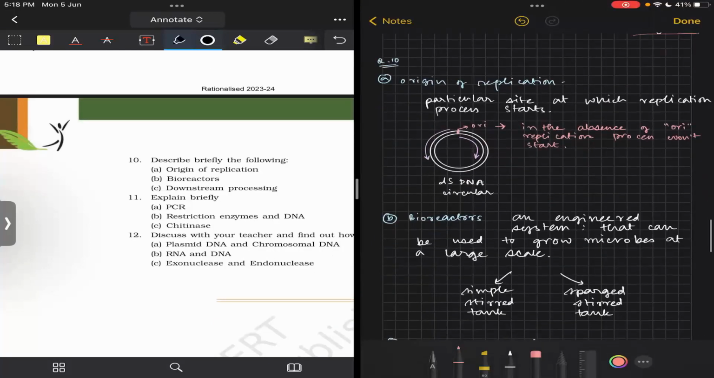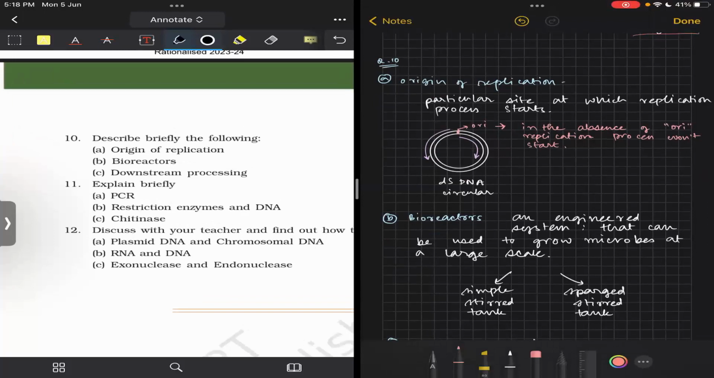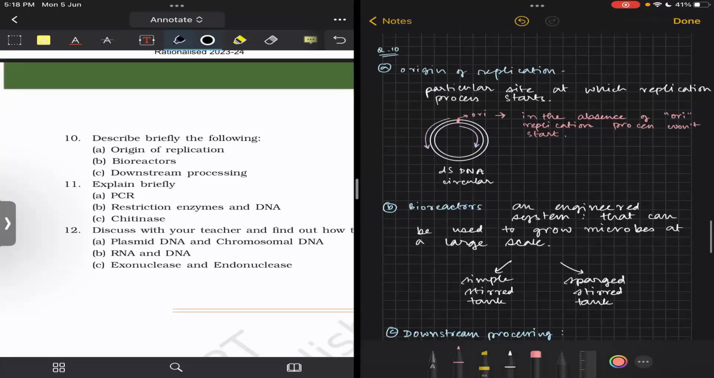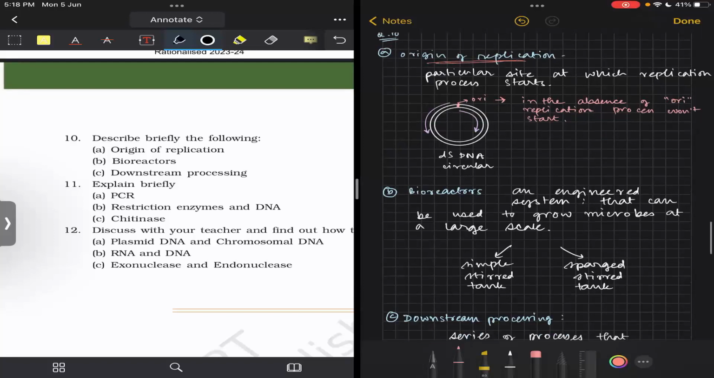Now, question number 10. Describe briefly the following. First one is origin of replication. So origin of replication is a particular site at which the replication process starts. So if you take this plasmid, a double-stranded circular DNA, you can see this point, this is the origin of replication, which can also be denoted as ORI.